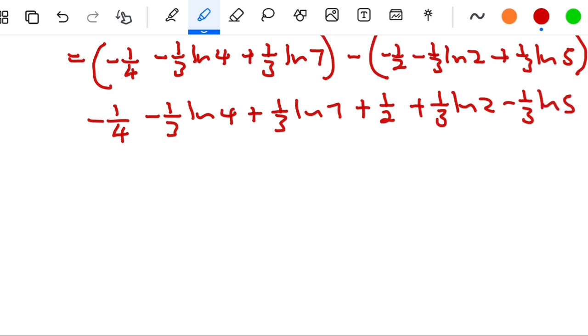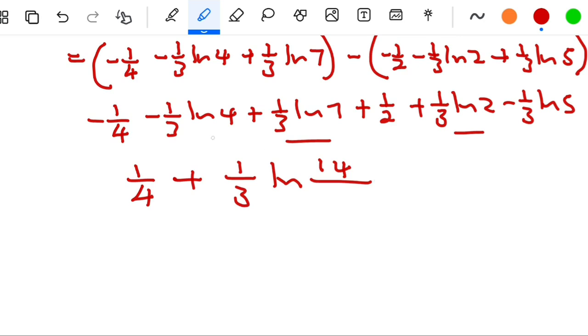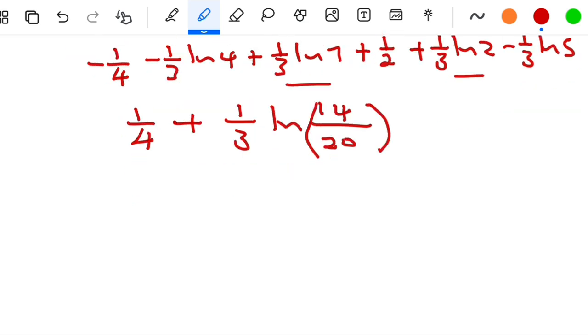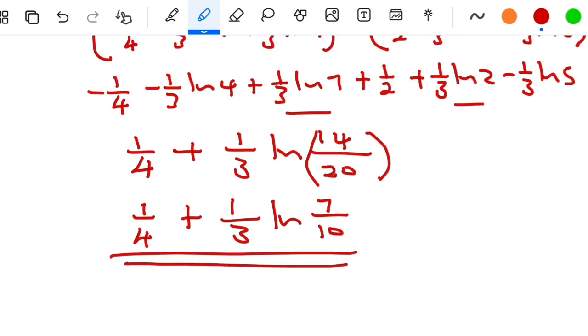Then these lns, I can apply the laws of logarithms on them. So this half and negative quarter will give me a quarter. Then these that have a positive, 14, which is 7 times 2, over these that have a negative will multiply, so it's going to be 20. So this is what we have now. We can simplify further and say a quarter plus a third ln 7 over 10. This is our exact answer.